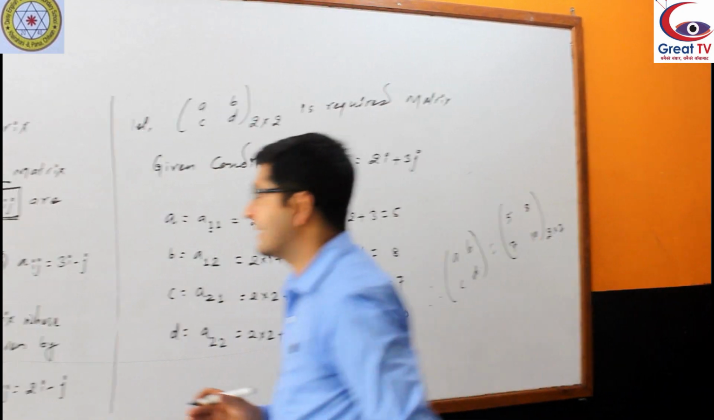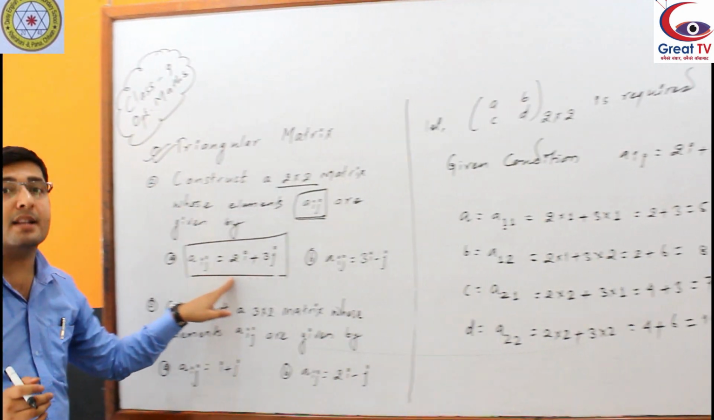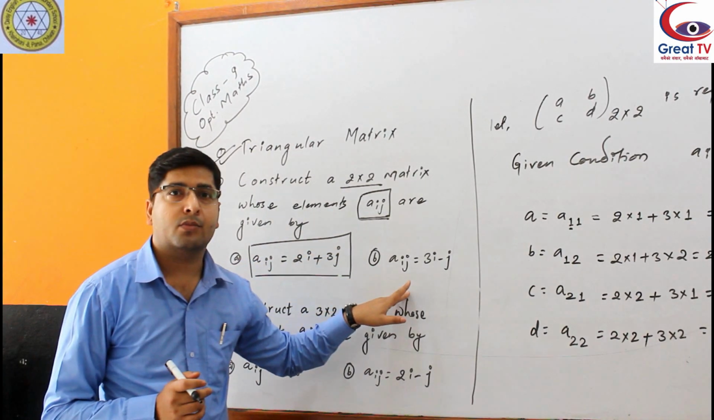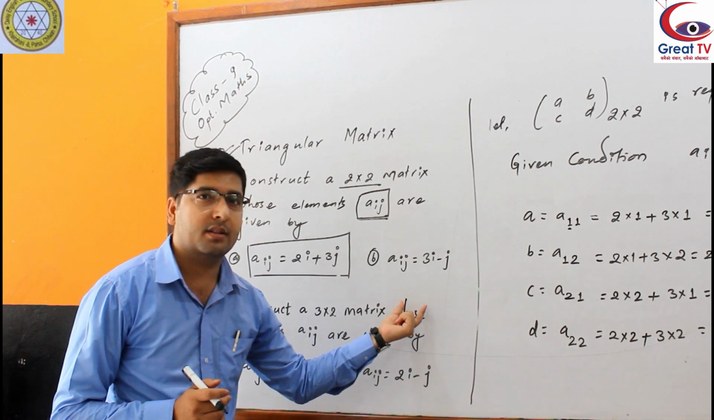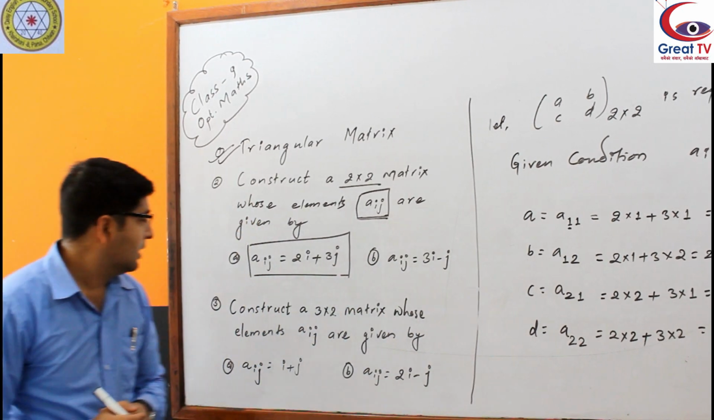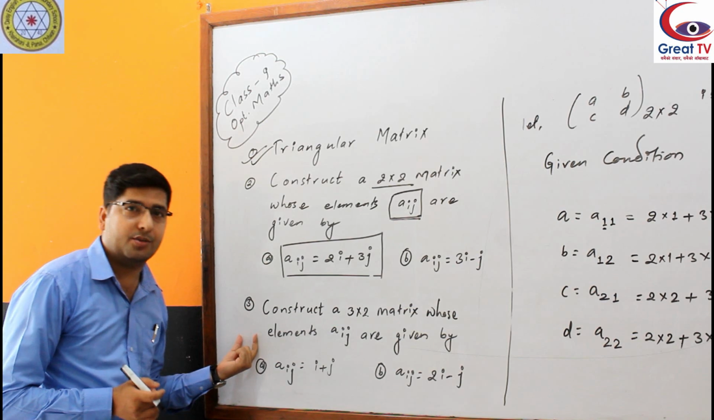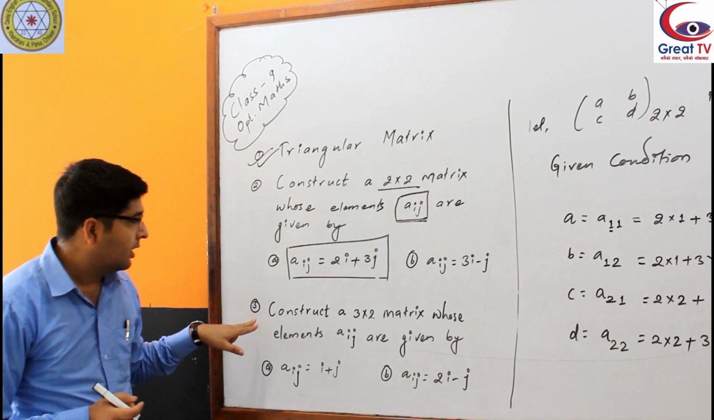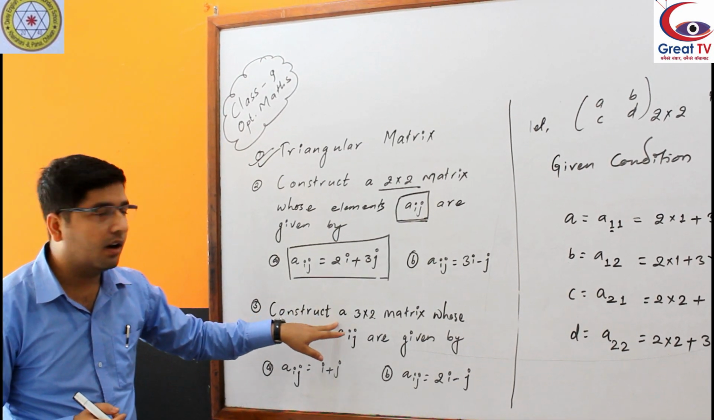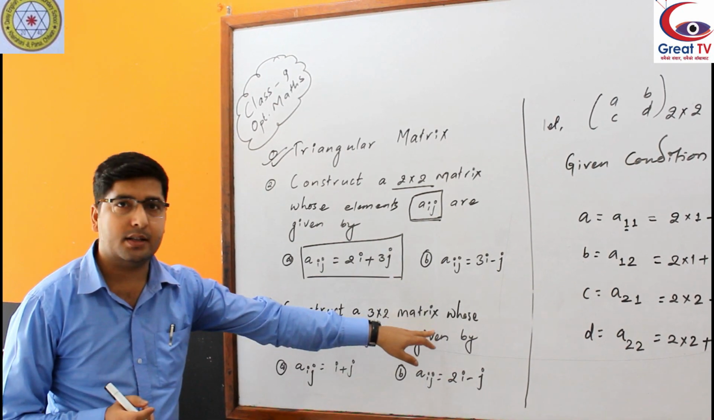That was question number A. In the same way, you can solve the second question also. Try to solve this question, it is your homework. Now I am going to solve question number 3. Construct a 3 by 2 matrix.